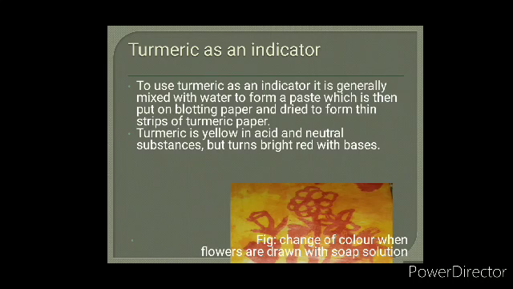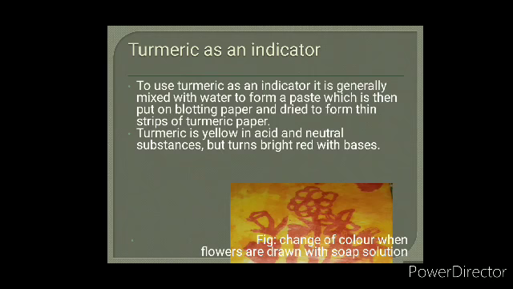When this yellow turmeric paper is dipped in acid or in any neutral solution, there will be no change, but whenever it will be dipped in base, it turns red. Can you relate this concept with something else? Yes. If there is a turmeric stain on your white shirt or any shirt, when you wash it and it comes in contact with soap, it becomes red.